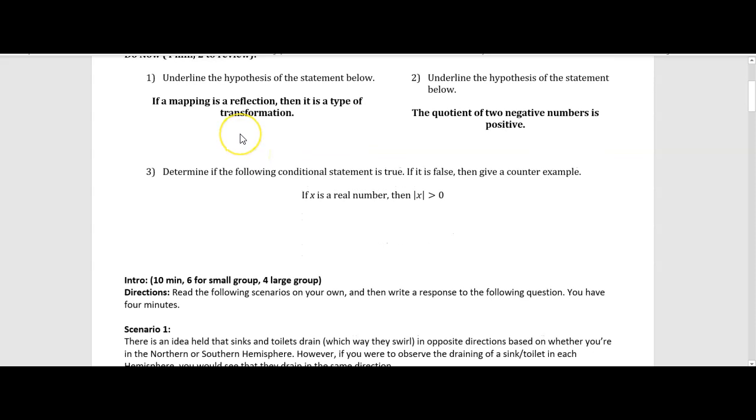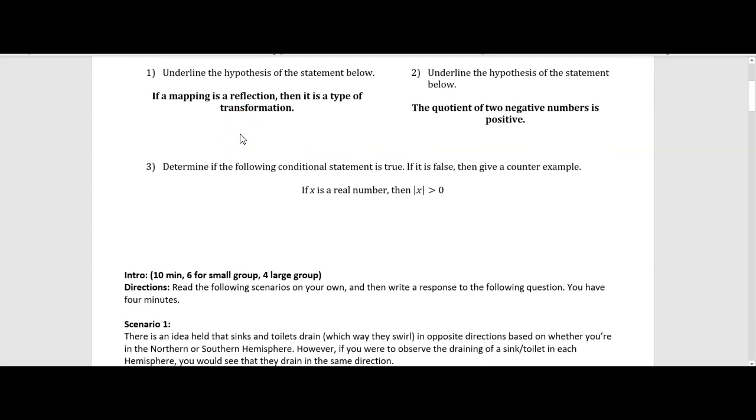For numbers 1 and 2, you just need to underline the hypothesis of the statement. For number 3, you need to determine whether the conditional statement is true. If it's false, then you need to give a counterexample. So pause the video, take some time to do that, and then I'll see you back here.